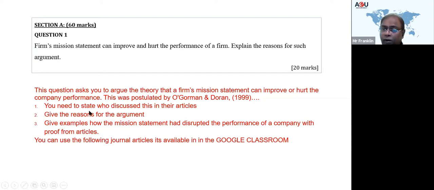First of all, you need to state who discussed this, where this idea came from, and whether anybody talked about it. So you have to say that this concept or idea was first argued, or postulated, by them. Postulated means that they theorize, they have a theory saying that this can happen. So you need to state who discussed this in the article. Maybe you need to give one short paragraph talking about where this idea came about and why it came about. Go to the articles and read those, and then you can pick out and put that.